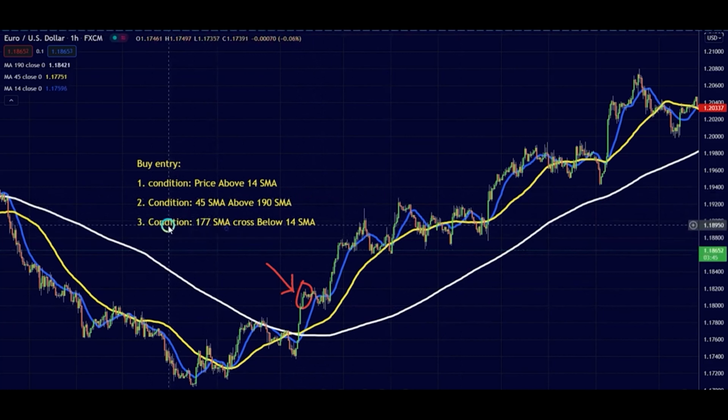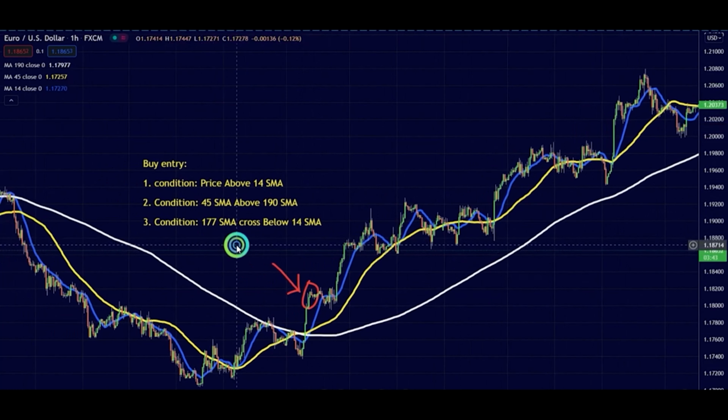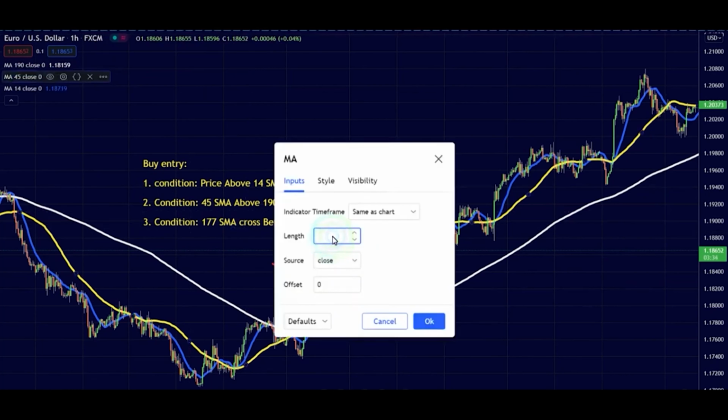Our third condition is, we will need a 177 average to this.